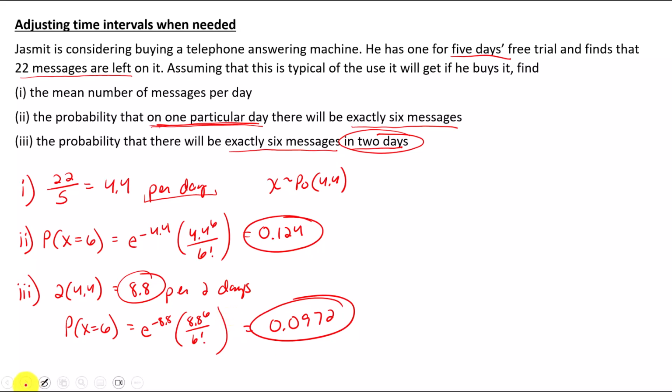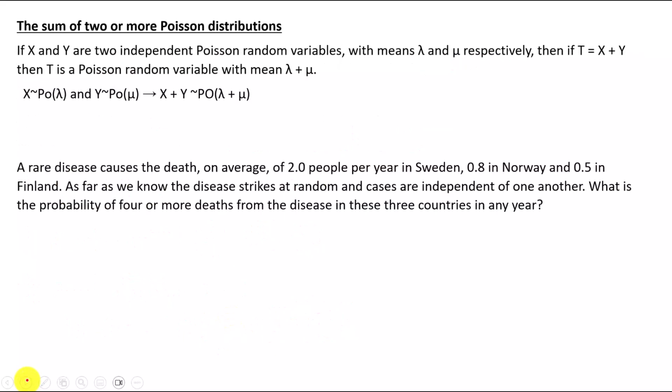Okay, all right, last little part here. The sum of 2 or more Poisson distributions. So if x and y are 2 independent Poisson random variables, with means lambda and mu, this is mu, the Greek letter, respectively, then we can use t as total. You can really use whichever variable you want, would equal x plus y. And so t would then also be a Poisson random variable with mean lambda plus mu.